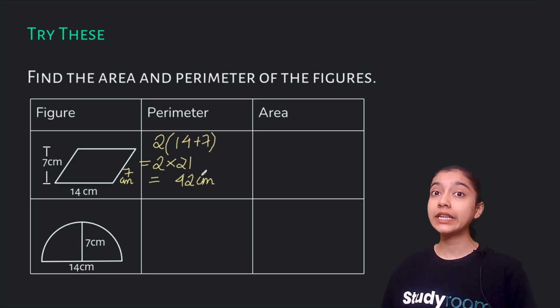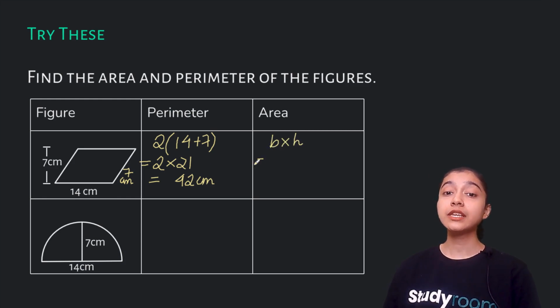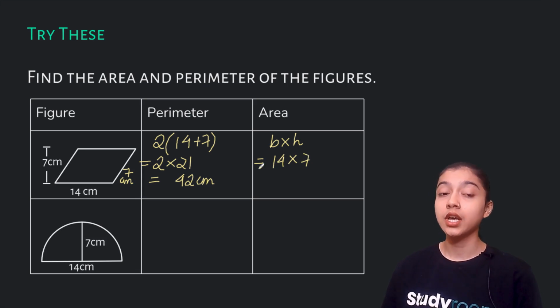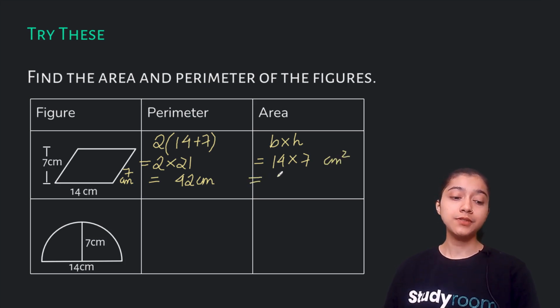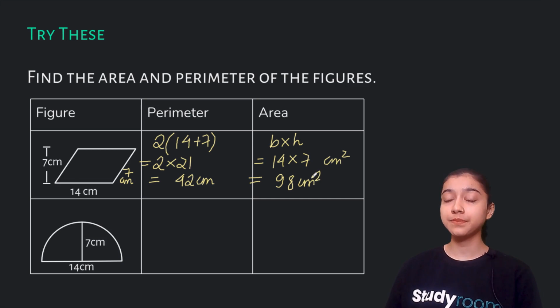Now we have to calculate the area of this parallelogram. The formula for calculating the area was base into height. The base of this parallelogram is 14 centimeters and the height is 7 centimeters. Now I told you that the area will always take up a square unit. So here the unit of area will be centimeter square. Now 14 into 7 gives us 98. So this gives us 98 centimeters square as the area of this parallelogram.